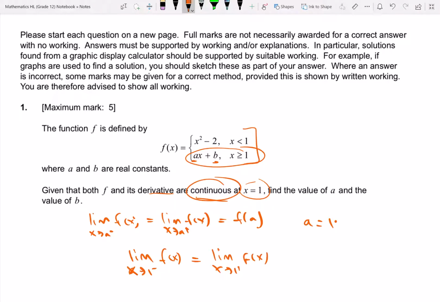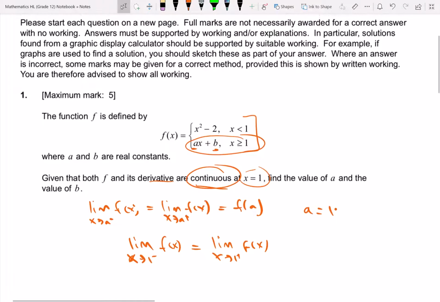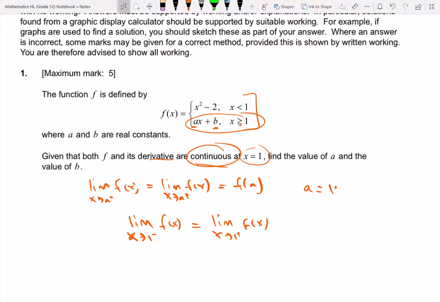And again, this one here is the same as f of a because it has the or equal to symbol, right? We can evaluate the limit by direct substitution. We're going to plug in 1 to that first equation. It's going to be 1 squared minus 2, equals, if I plug in 1 to the bottom equation, I get a plus b. Therefore, we know that a plus b must equal negative 1. Right? So we have an equation.